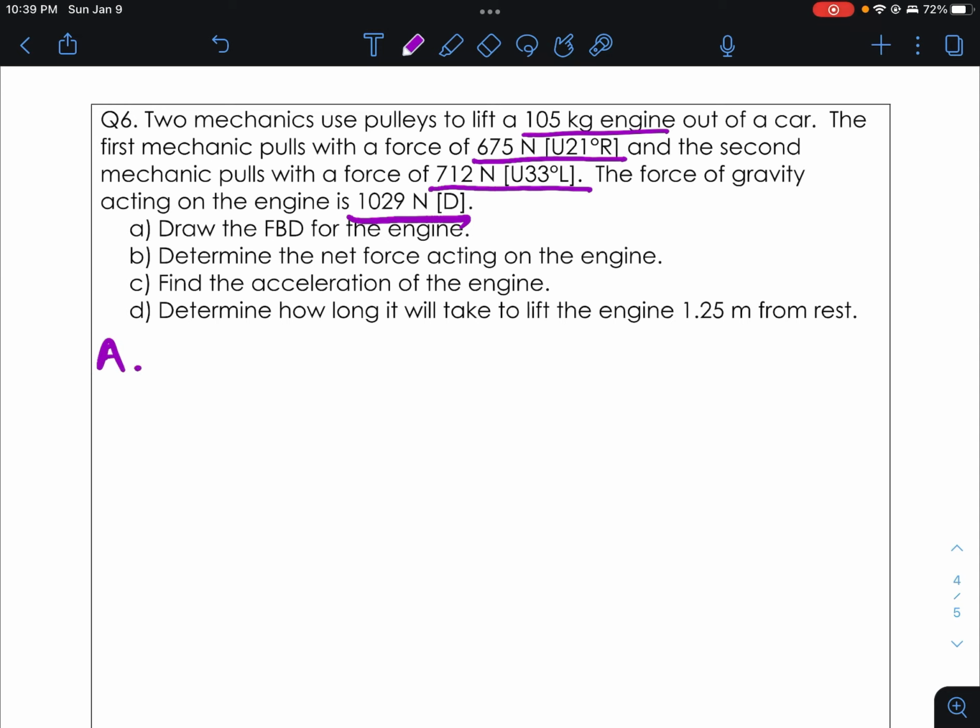A, we've got our car. We know that this is 1,029 newtons down. And we've got one going that way and one going that way. The angle here is 21 degrees, right from up.